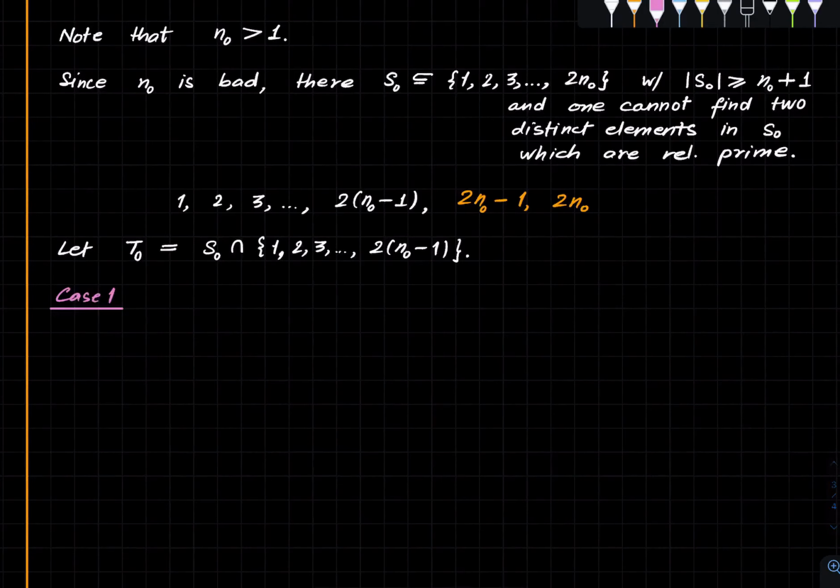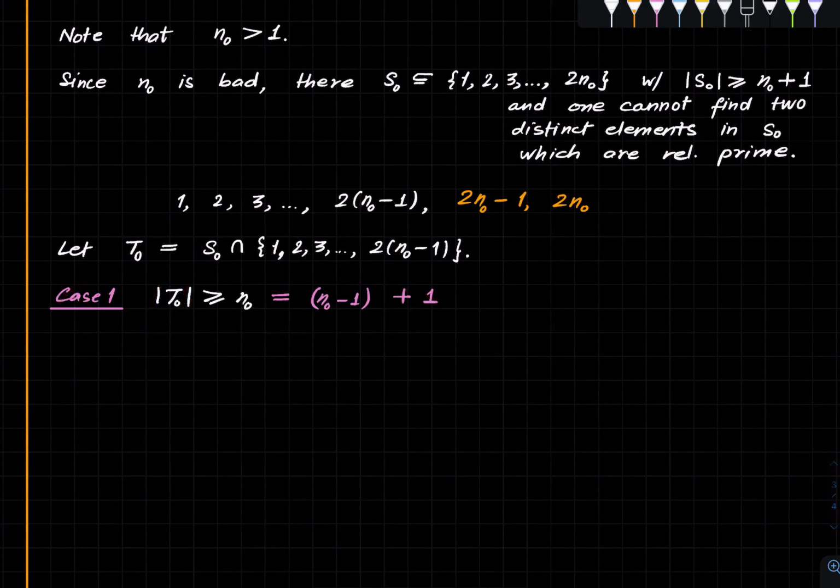Case 1 is that T naught is at least n naught in size. And note that n naught is... sorry, what have I written? It's n naught minus 1 plus 1. So now if T naught, let's just finish this case.